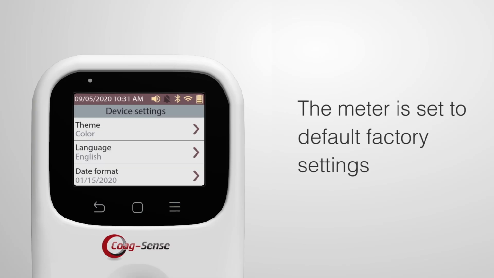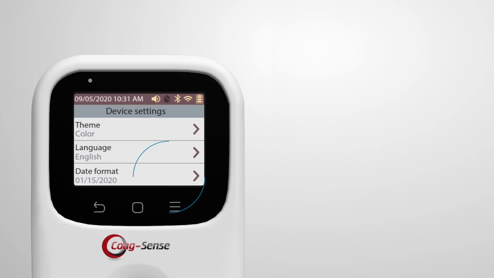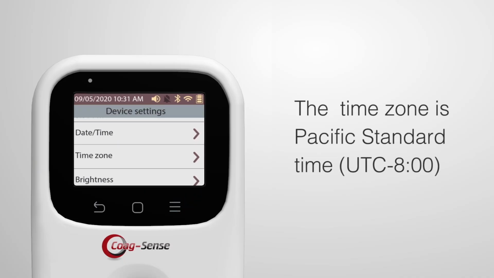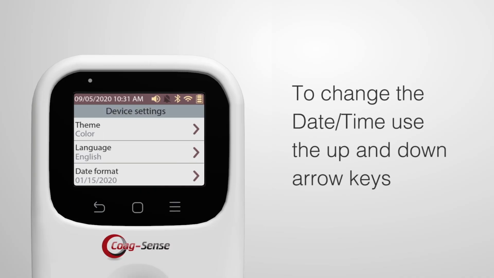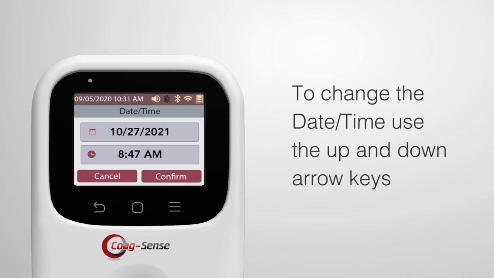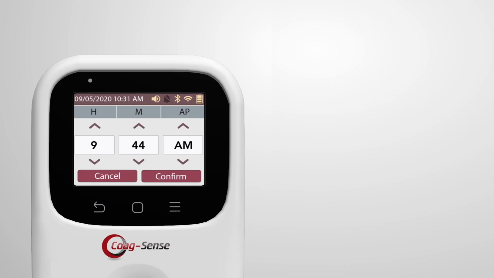The meter is set to default factory settings. English is the default language, and the time zone is Pacific Standard Time, UTC -8 o'clock. To change the date time, use the up and down arrow keys to get the appropriate month, day, year, or hour, minutes, AM, PM, then confirm.